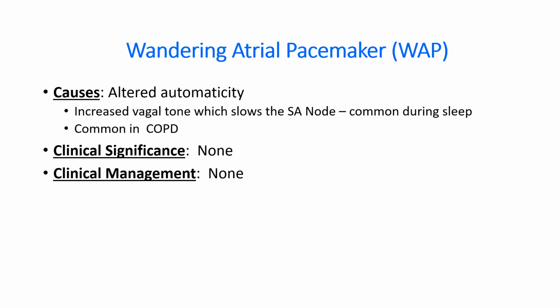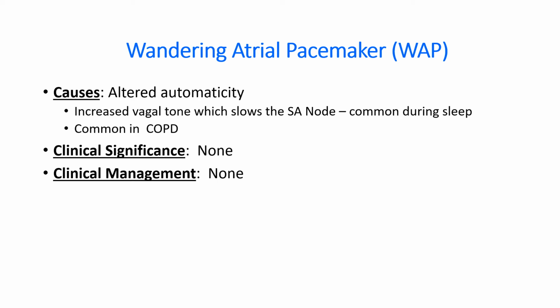So the causes of wandering atrial pacer are usually due to an altered automaticity, sometimes increased vagal tone, which slows the SA node, common during sleep, and very common in COPDers. When you have the change in the right ventricular pressures due to pulmonary hypertension, that right ventricle has to push against a lot of resistance. It causes the pressures within the right ventricle to increase. Therefore, it makes it more difficult for the right atrium to empty into the right ventricle and can change the dynamics or make the right atrium dilate.